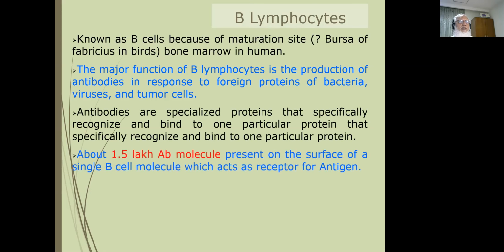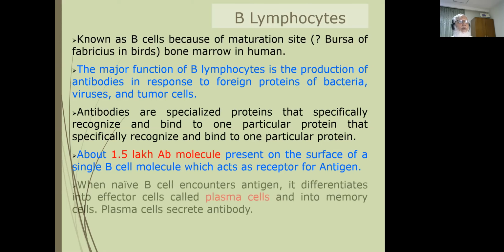About 1.5 lakh of antibody molecule, I repeat, 1.5 lakh of antibody molecule present on the surface of a single B cell. And this surface immunoglobulin acts as a receptor for antigen. And when a naive B cell encounters an antigen, it differentiates into the effector cell called plasma cell. And after the function as antibody secreting cell, and after the fight, they differentiate into memory cell.